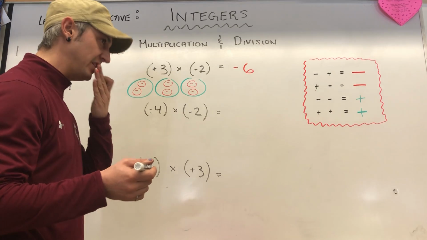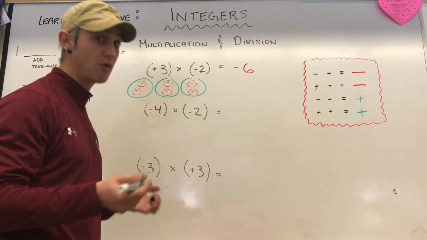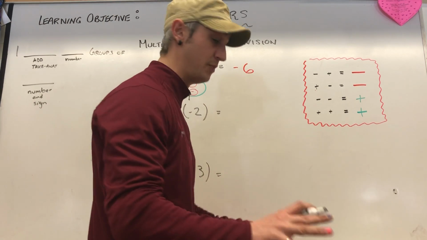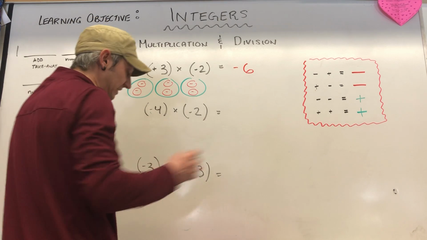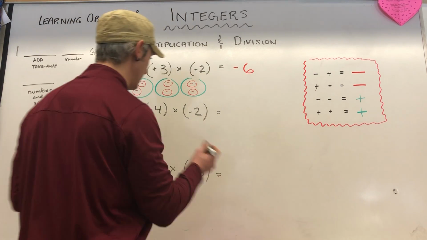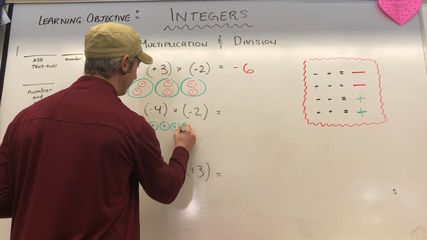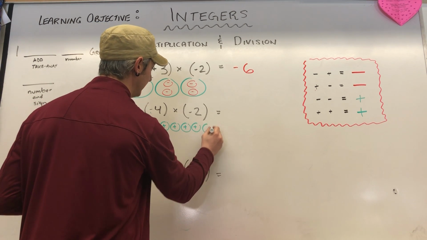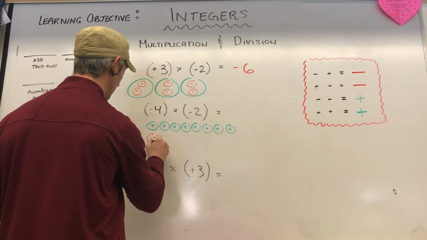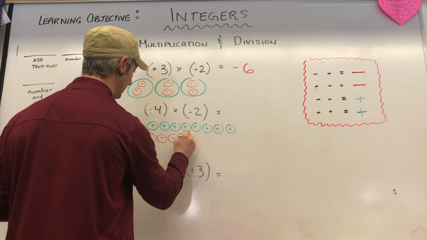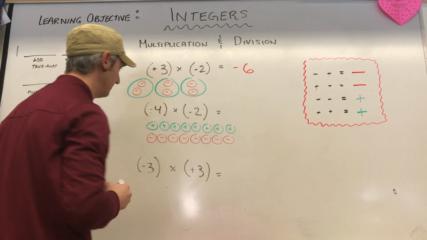4 groups of negative 2. Well, what are 4 groups of 2? It's 8. So I am going to probably need 8 0 pairs. So let's draw 8 zero pairs, because I need something to take away from. I have nothing to take away from right now. So I'm going to draw 1, 2, 3, 4, 5, 6, 7, 8. And I'm going to draw my 1, 2, 3, 4, 5, 6, 7, 8.